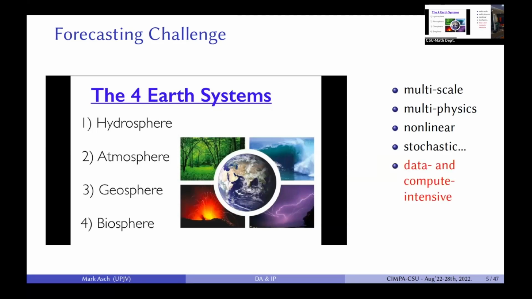And then, of course, you'll see that all these problems are data intensive and compute intensive. There's a lot of data. That's why the matrices are very big. And they're compute intensive because we want to solve problems using very, very big matrices. Why do I say matrices?